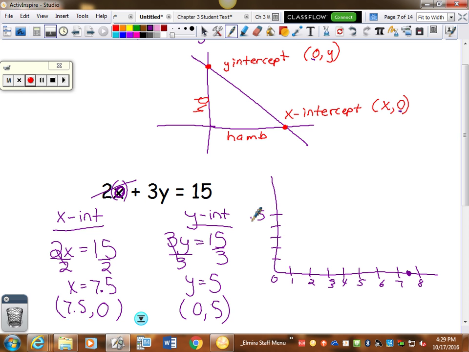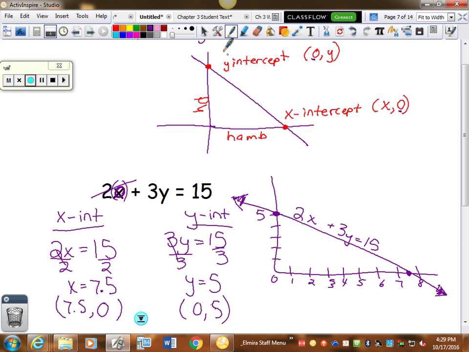Here's 5, and I'd put a dot on there. I've got 2 dots. Now I can just connect them and write the equation on the line: 2x plus 3y equals 15. This equation is about nothing specific, just x and y. You're allowed to have positive and negative values for x and y. Therefore, we can have arrows that point in either direction.